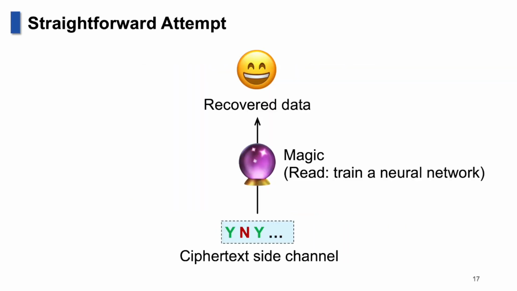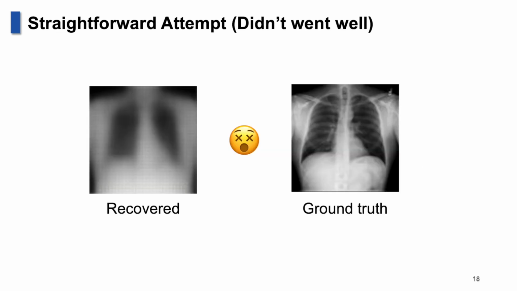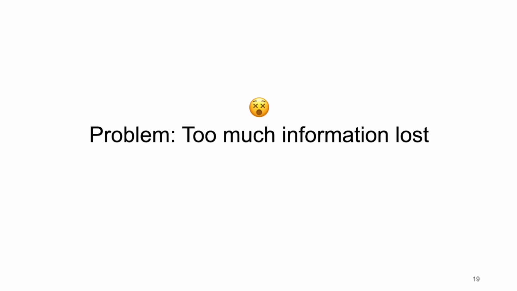The most straightforward idea is, of course, just to train a neural network to recover the data from the side channel trace, but that didn't quite work. The recovered data is pretty far away from the ground truth, as you can see here. And we soon realized what the problem was. There was too much information lost in the side channel trace, and not really enough information to fully recover the data. So we need some help to reconstruct the data.